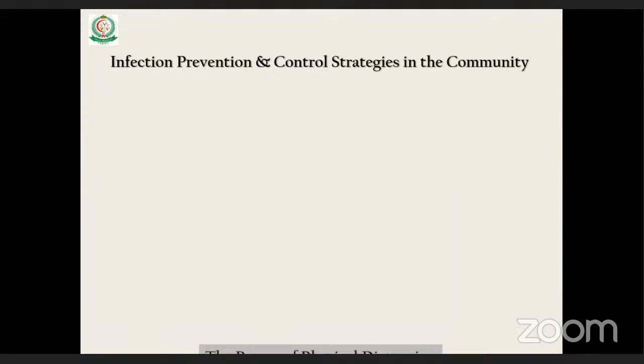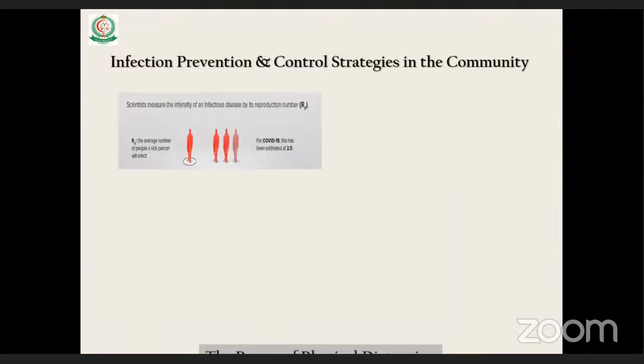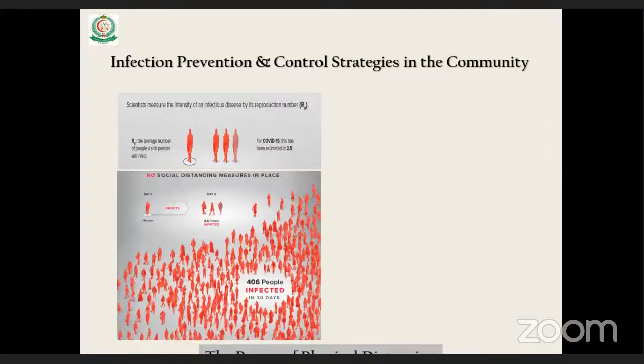Now I will talk about the power of physical distancing. Scientists usually measure the intensity of infectious disease by something called R0, the reproduction number. In the case of COVID, they found that the R0 is such that one person can transmit infection to 2.5 or 3 people. So if we did not reduce social exposure and did not practice physical distancing, by doing some calculation, they found that more than 400 people can get infected within 1 month.